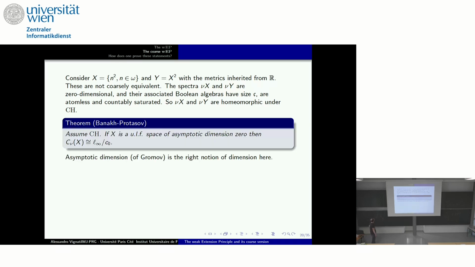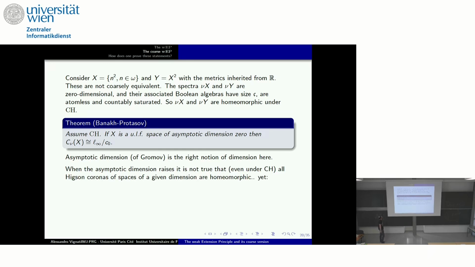And in fact, it was observed by Tarash, Banach, and Protasov that this works for all spaces which are zero-dimensional in the appropriate notion of dimension. Okay? I would say that they don't do it model theoretically. They don't prove these things above, right? You can prove, in fact, that the spectra are zero-dimensional, the Boolean algebras are countably saturated and atomless, but they do it in a constructive way, which is tough to follow sometimes. But it works, okay? And again, this asymptotic dimension, it's really the right notion of dimension here. This is what one should look at.